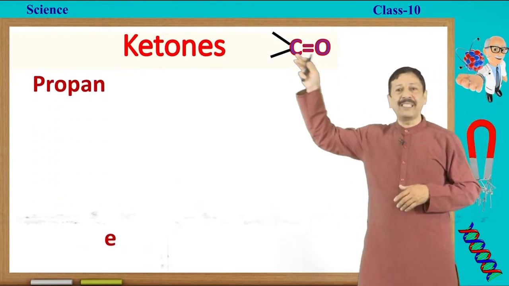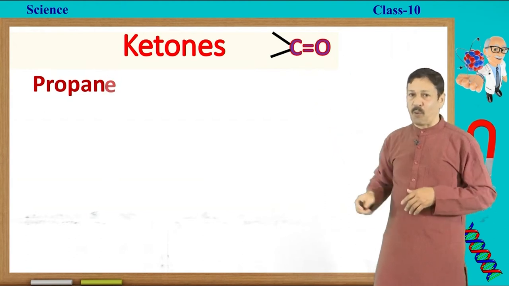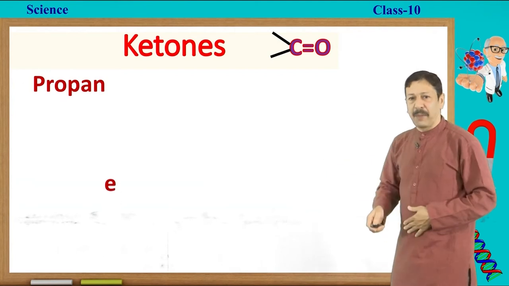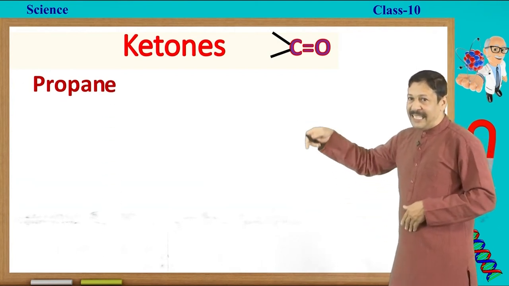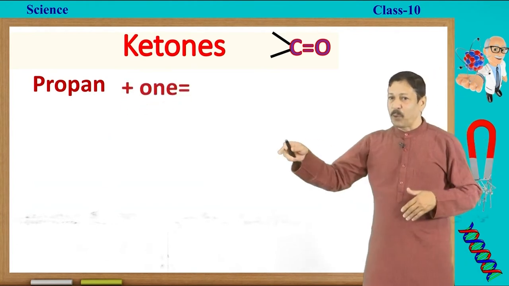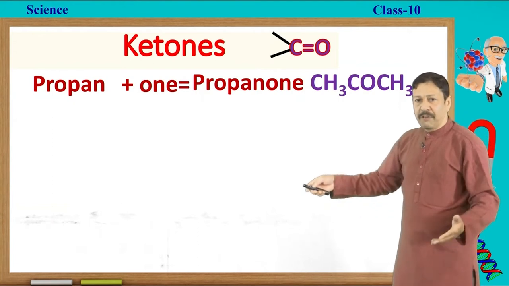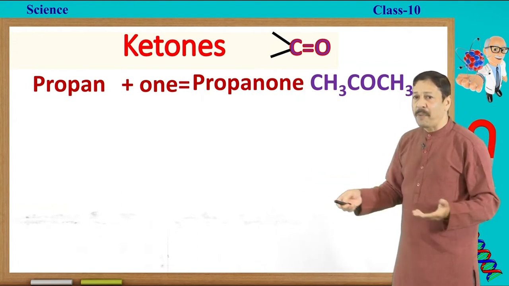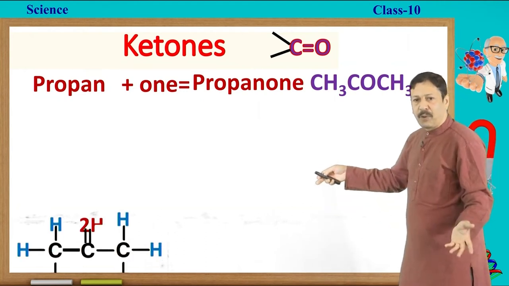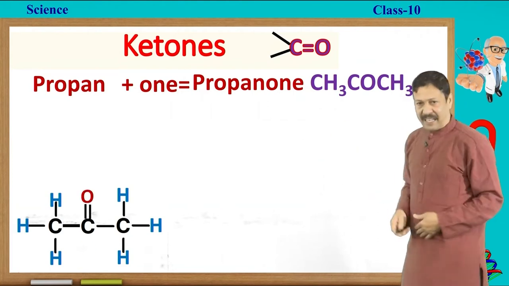Next functional group is ketone. If it is having a C double bond O. Okay, ketones. Propanone is the first member. See, E is replaced with ONE, then you are getting propanone. This is the first member. Here you are seeing the structure of propanone. Here you are seeing two hydrogens are removed and one oxygen is added, right?